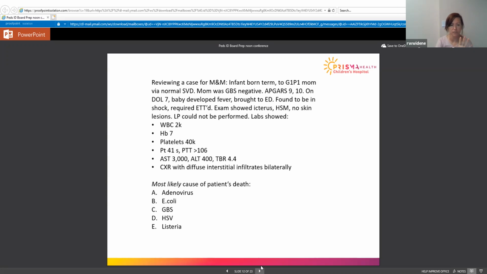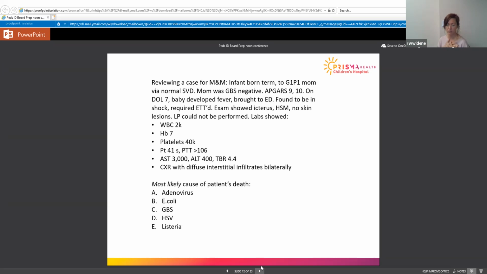All right, reviewing a case for M&M where an infant died. An infant born term to a G1P1 mom, normal vaginal delivery. Mom was group B strep negative, APGARs were 9 and 10, but on day 7, the baby developed fever, was brought into the ER, found to be in shock, required intubation. Exam showed icterus, hepatosplenomegaly, no skin lesions, LP could not be done. Labs were white count of 2, hemoglobin 7, platelets were low. PT and PTT were abnormal, AST 3000, ALT 400, total bilirubin 4. X-ray with diffuse interstitial infiltrates bilaterally.